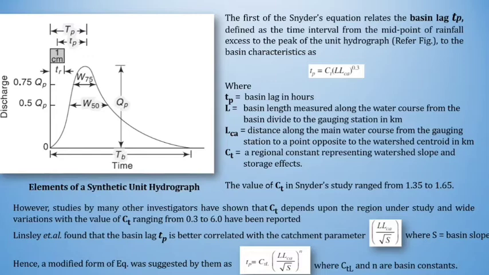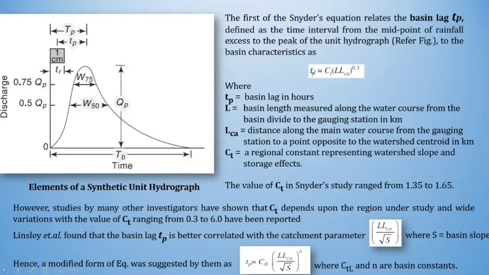The first of Snyder's equations relates the basin lag Tp, defined as the time interval from the midpoint of the rainfall axis to the peak of the unit hydrograph. It is the basin lag.